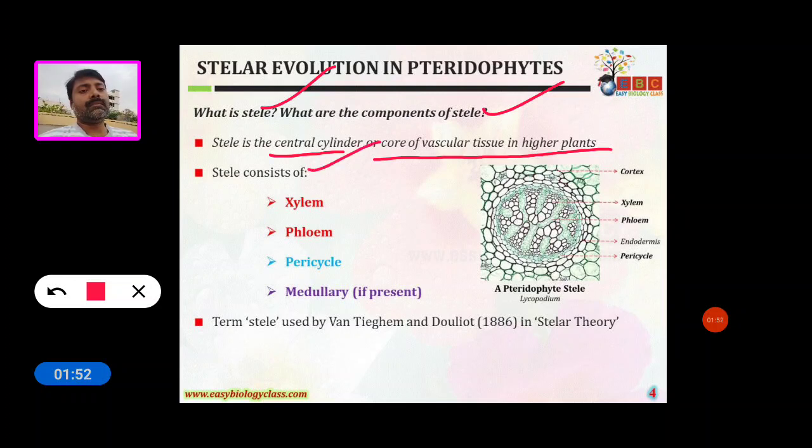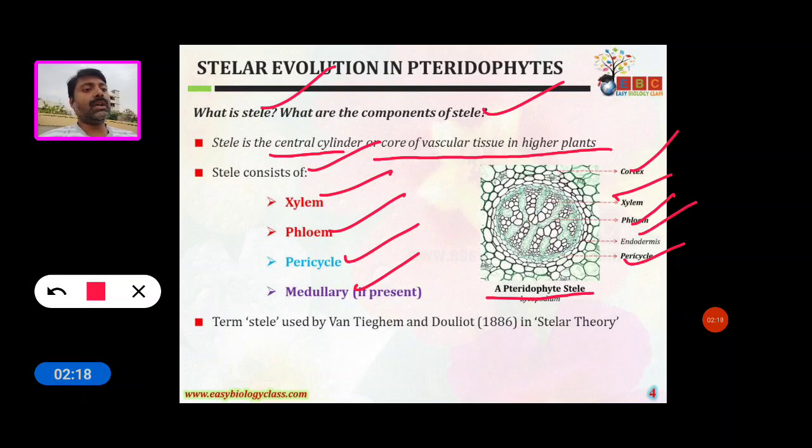the following parts. First one is the xylem, second one is the phloem, third one is the pericycle, fourth one is the medullary rays. So this is the pteridophyte stele. This is the xylem, this is the phloem, this is the pericycle, and this is the cortex, and this is the endodermis. So these are the stele parts.